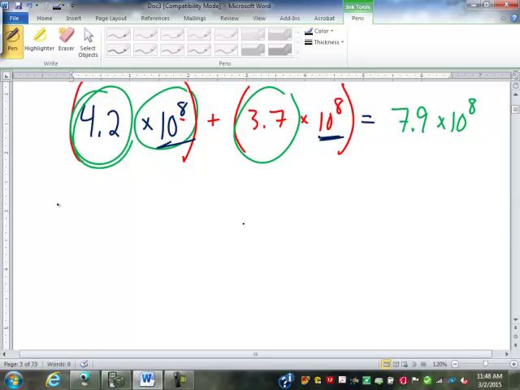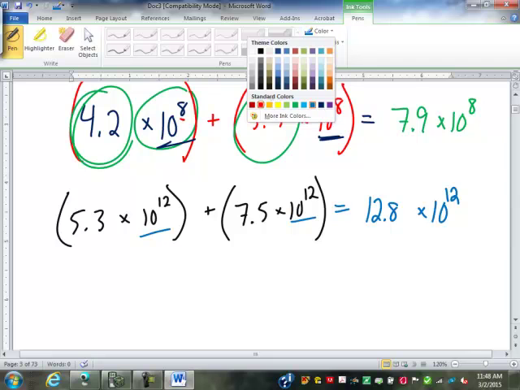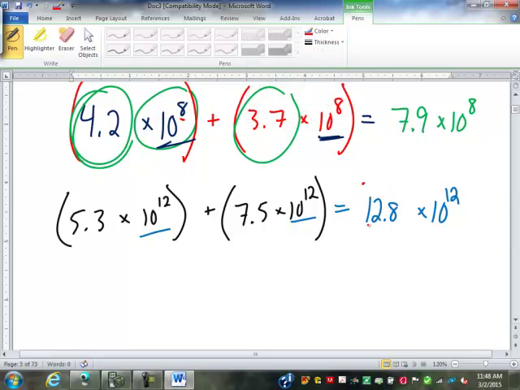It can get a little bit more complex than that. We can have 5.3 times 10 to the 12th plus 7.5 times 10 to the 12th. This looks pretty simple because we already have the same name, but we combine the counts. 5.3 plus 7.5 is 12.8 times 10 to the 12th. And there's a slight problem with that. Right now, this is not proper scientific notation because there's currently 2 digits in front of the decimal point. We can only have 1, so we have to move that decimal point over to make this 1.28.